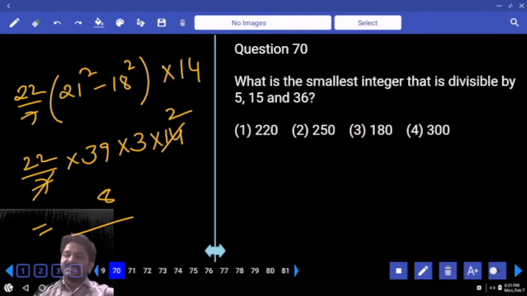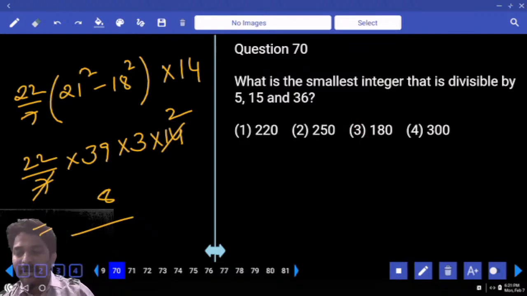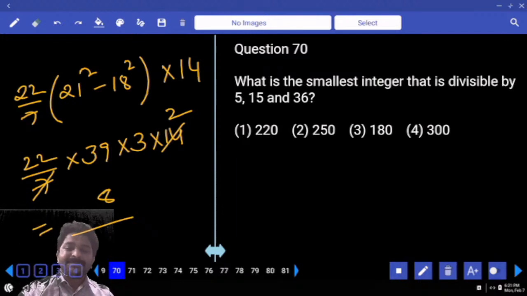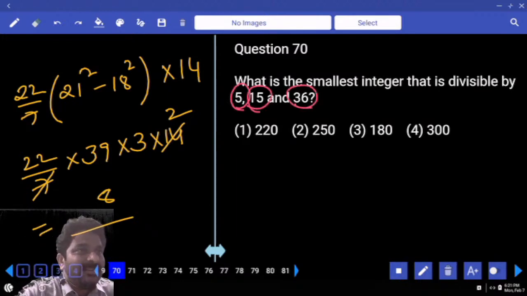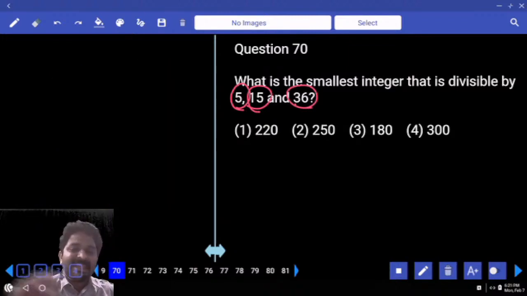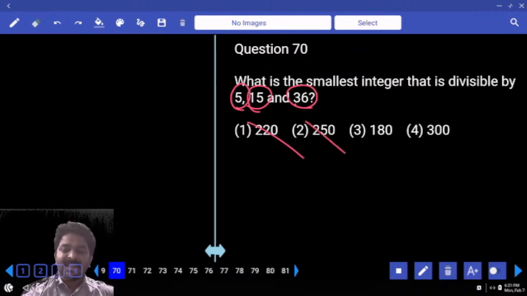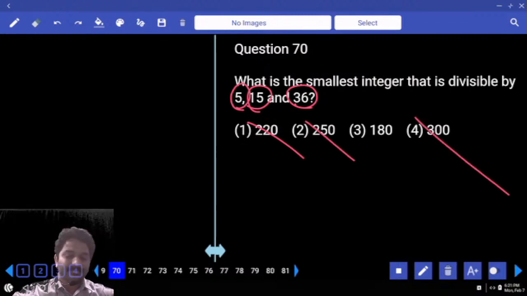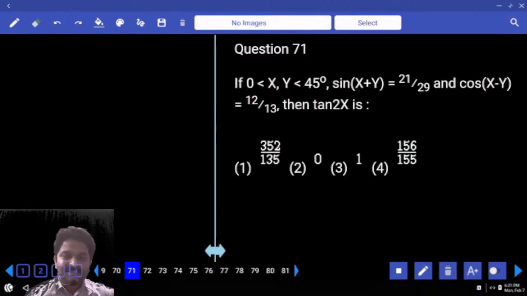What is the smallest integer that is divisible by 5, 15, 36? Your number must be exactly divisible by 5, 15 and 36, right? 36 is a multiple of 9, then your original number also must be a multiple of 9. Otherwise you'll have to calculate the LCM.